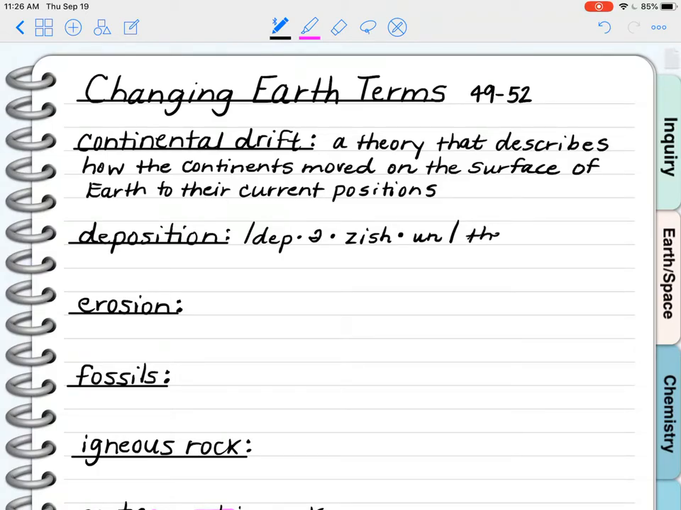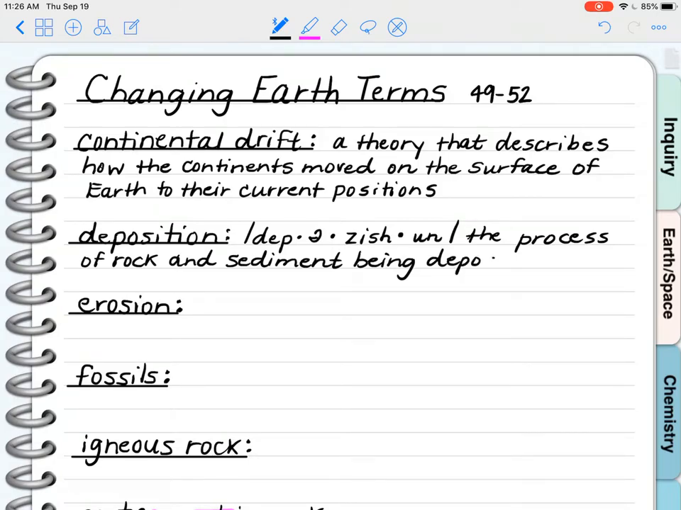is the process of rock and sediment. Sediment is like dirt and sand. The process of rock and sediment being deposited or left behind. If you think about when the ocean tide comes in and then it goes out again, it leaves behind things. It leaves behind sand and shells. That is deposition. It's leaving behind pieces of stuff.